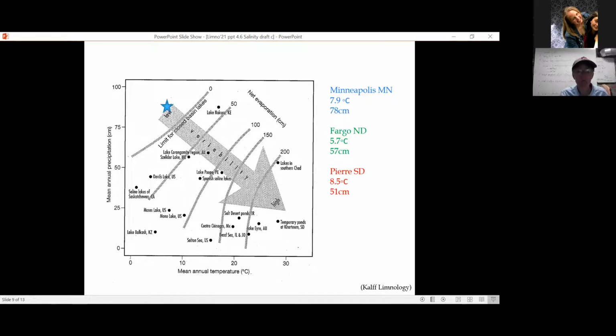There's Minneapolis, there's Fargo, and there's Pierre. All right, any questions about this? Reading this graph, the x-axis and the y-axis are pretty clear, and then you've got these kind of hand-drawn lines on it, which mean things. Okay.